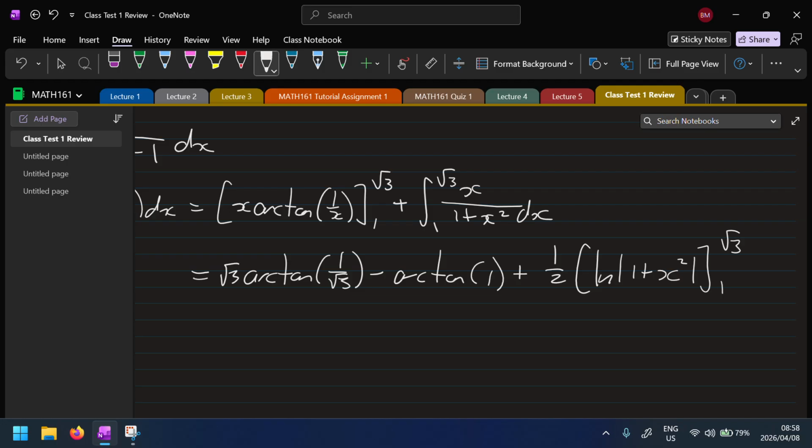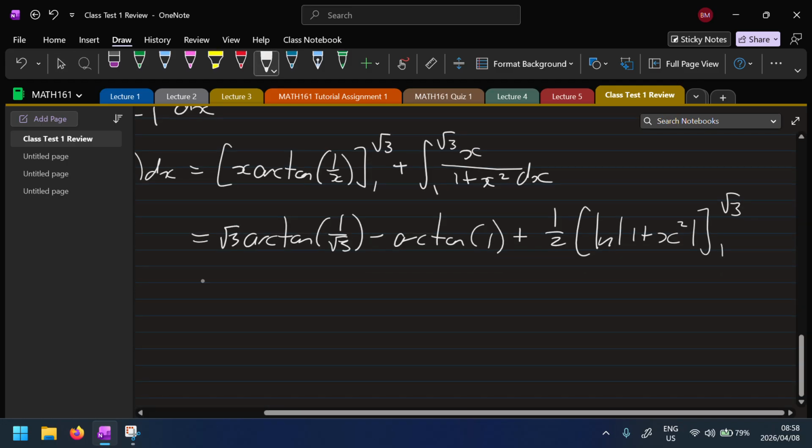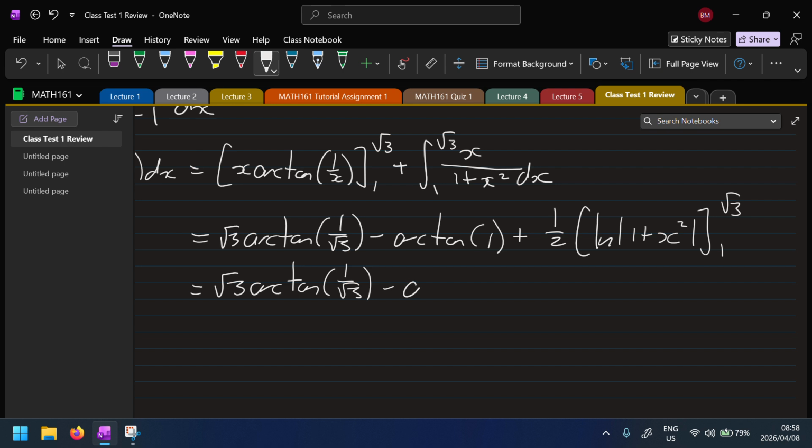Again, you just substitute, you'll get your answer. So this will be root 3 arctan 1 over root 3 minus arctan of 1 plus half natural log. Root 3 squared, so it'll be 3 plus 1, so log 4 minus, and then half log 2. Okay. You have your calculators, you can simplify further, but I'm not too worried about that.